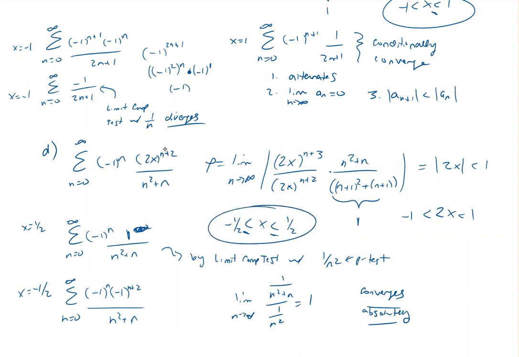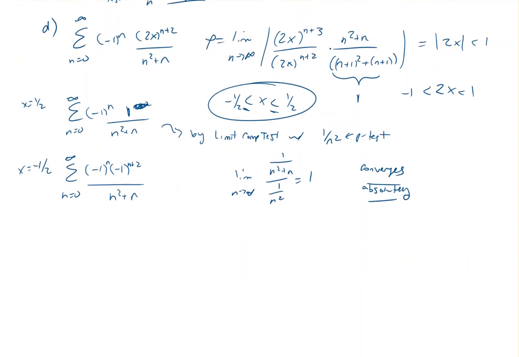Again, the instinct: something over n squared plus n, that's going to converge. So therefore both endpoints are going to converge. These are just instincts that are worth developing.